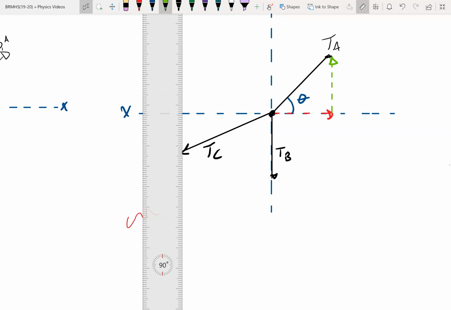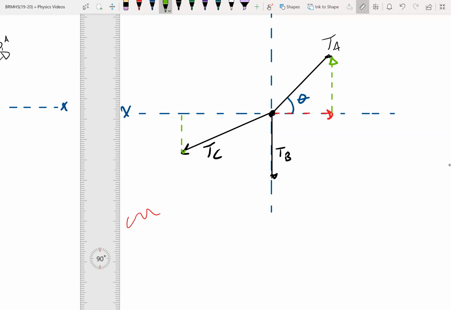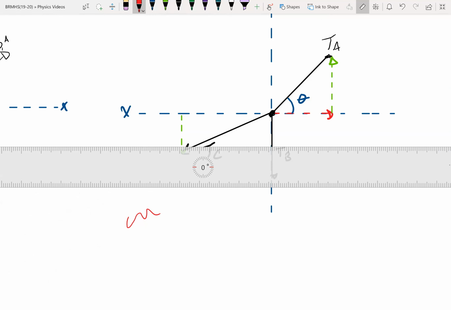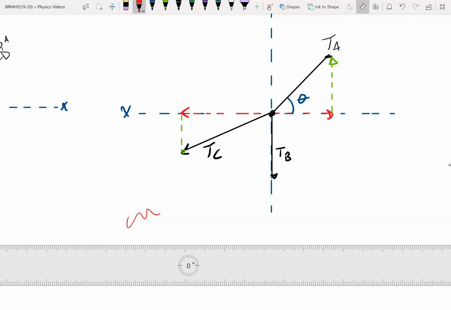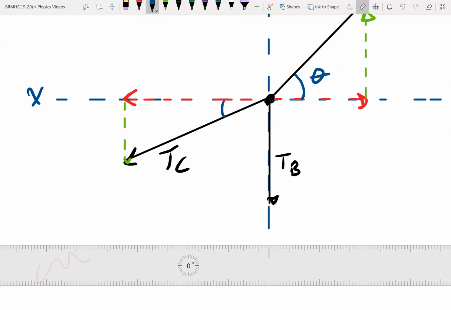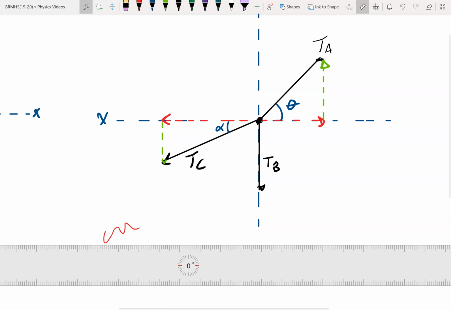All right, so here we go. TC. My green line is going to be the vertical portion parallel to the y-axis, so I have to draw it like so. Then I have a red portion that'll be like this. Just do it like that. Okay, and there's the red portion of it. Now we need an angle for this one. Let's just call it alpha. I don't need to give an angle for TB because it's not at an angle. It's directly along the negative y-axis because I'm calling up positive, down negative.